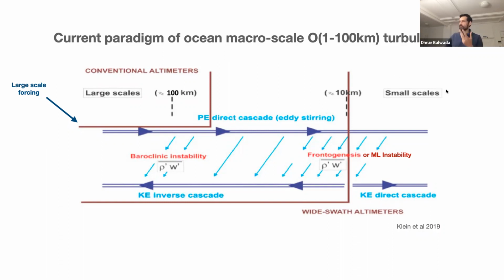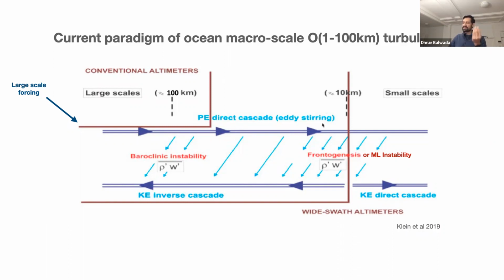Okay, so now that we have that context, there's baroclinic instability that takes place on the order of about 100 kilometers, releasing potential energy to kinetic energy. And as that is happening, there are these eddies that form, and they can start to stir around the density field. And basically, that corresponds to a transfer of potential energy to small scales through eddy stirring.